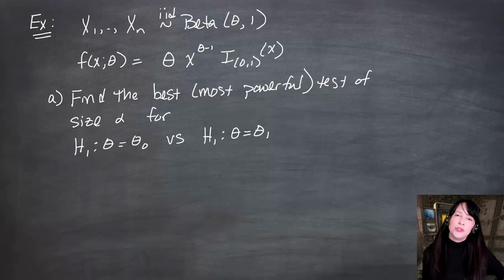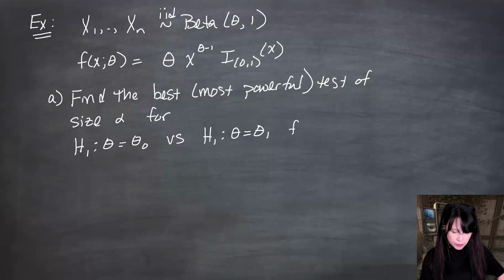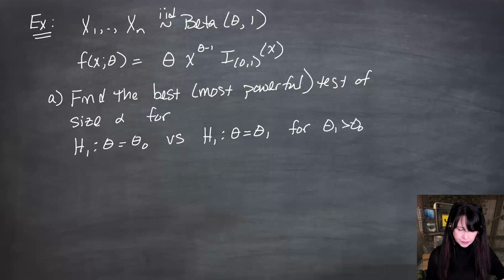Theta naught and theta 1, as usual, are stand-ins for numbers. Don't get thrown if on the final I actually give you numbers and say theta equals 1 versus theta equals 3. There'll be two numbers you can compare, and one is clearly larger than the other. But here it's not so clear, so I have to tell you this part. So for theta 1 greater than theta naught, I want to find the best or most powerful test for this.